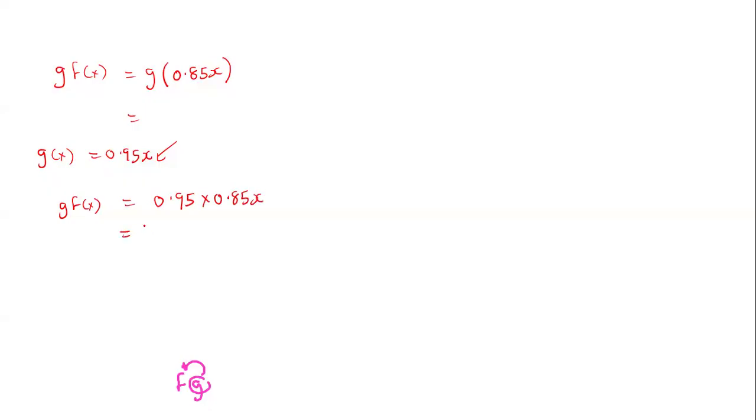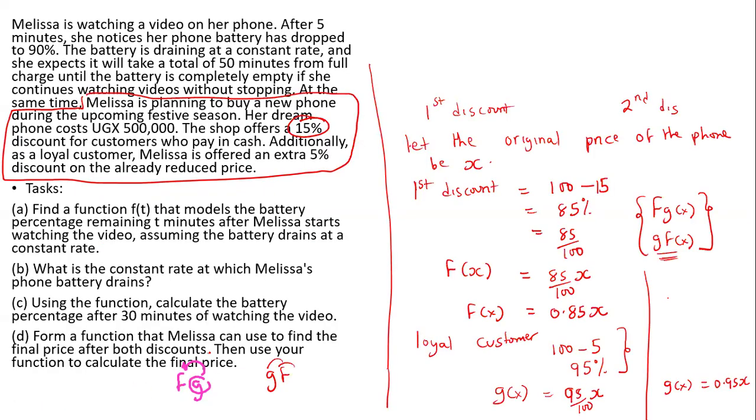0.85x. So when you multiply, we end up with 0.8075x. And now this is our composite function. Now, after getting your composite function, that was the first thing they wanted you to get.